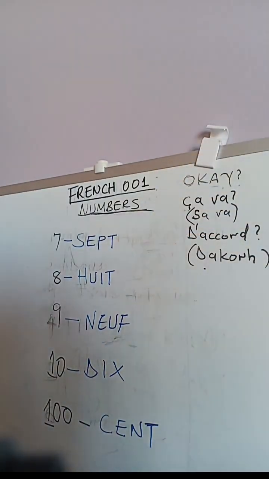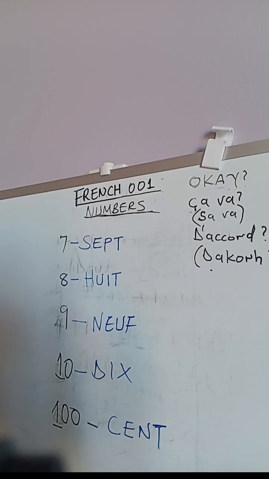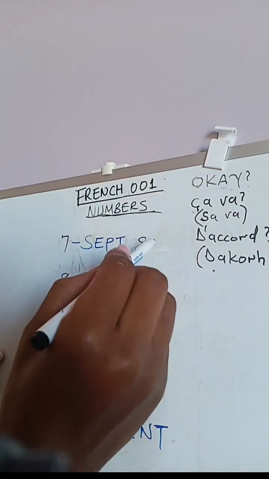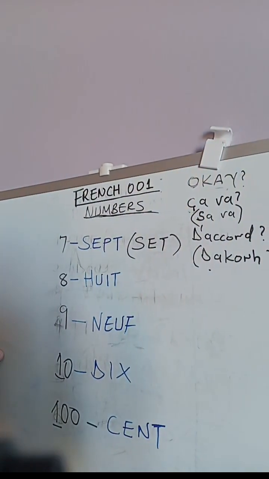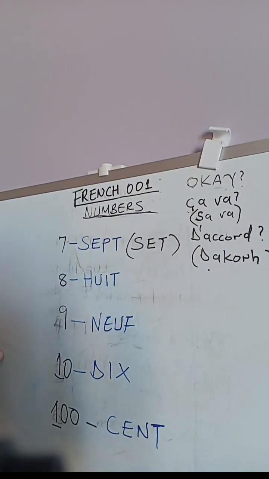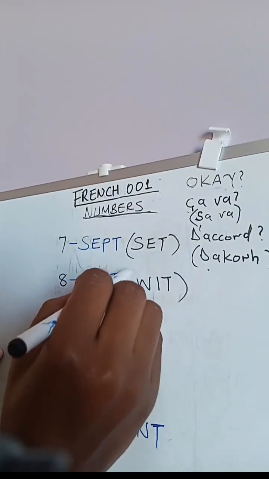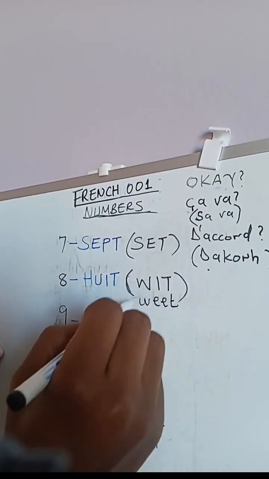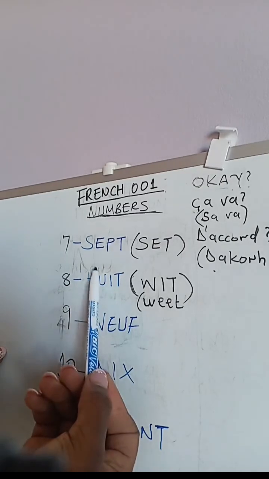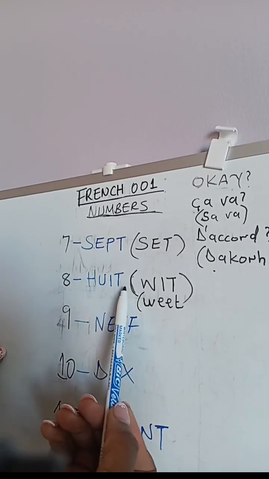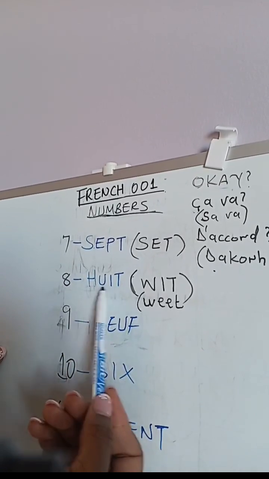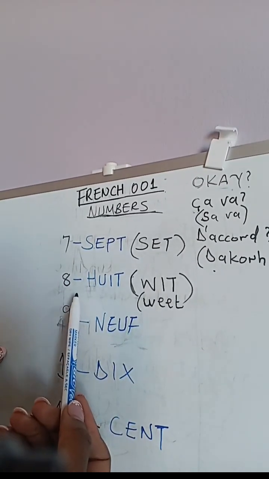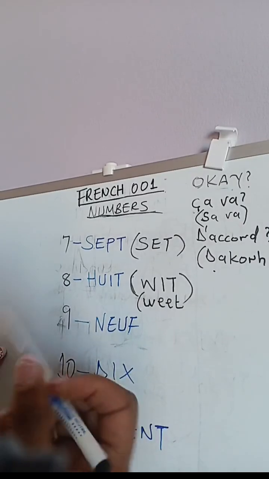How do we read 7? Nice. Sept. You just read it as set. S-E-T. Set. How do we read 8? If we have an H, it's usually silent. So we just say wheat. We don't even say the H. It's like the H is silent. Okay? Wheat.